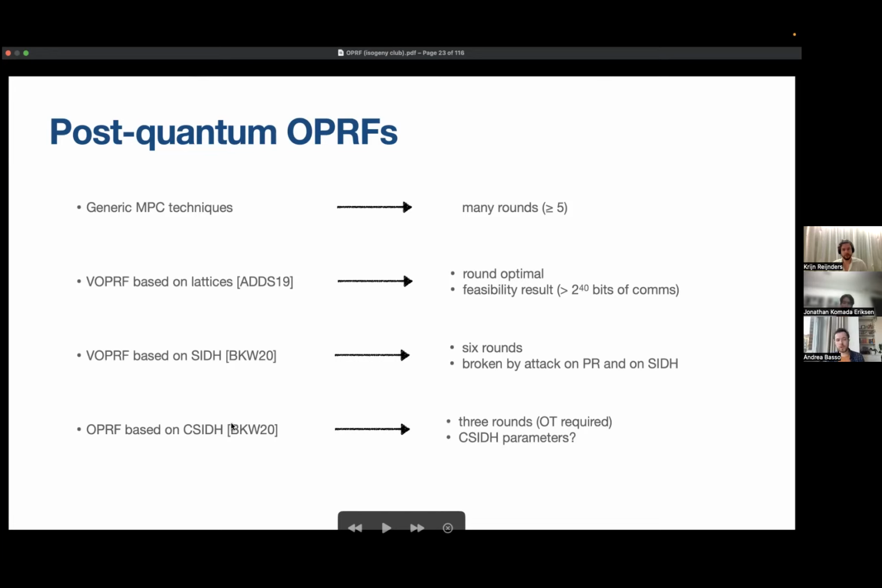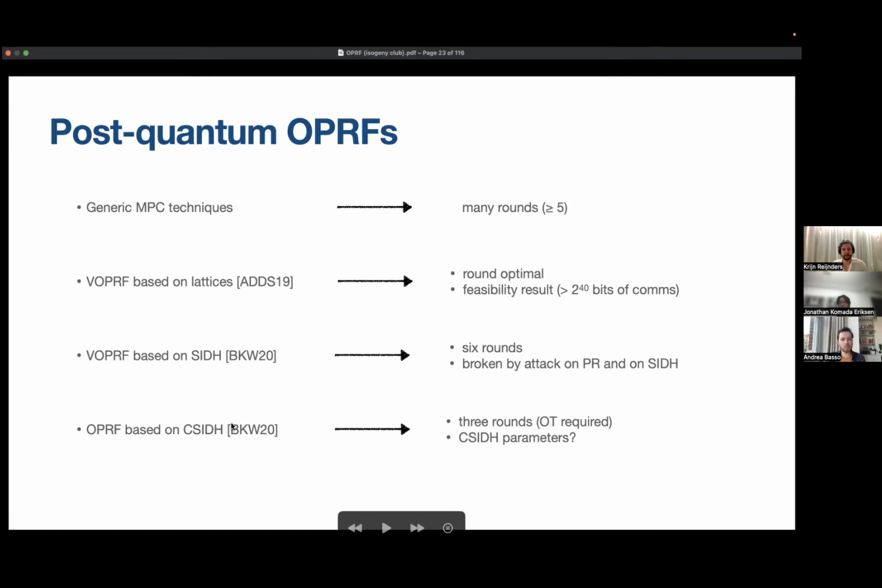And of course, also being based on CSIDH, there is always the question of CSIDH parameters, which one gives the best trade-off between security and efficiency. And if we need to go for the largest parameters, its efficiency is quite limited.